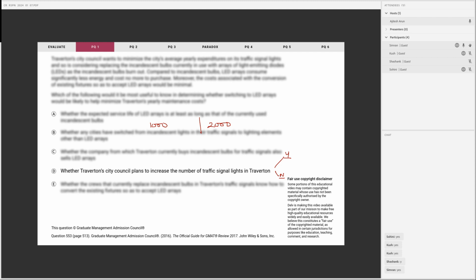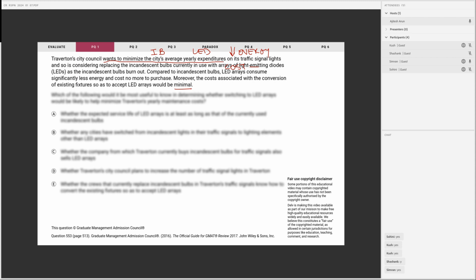So, I think in the stimulus, they haven't told us that the overall cost will go down. That is their objective. But let's go back. We can confirm that. So they are looking to minimize, right? They want to minimize the city's average yearly expenditures. And what information do we have about LEDs? Yeah, they consume significantly less energy and they cost no more to purchase. Remember that. So the buy cost is not higher, right? But we don't know about the operating cost.